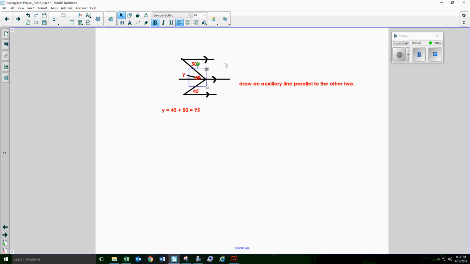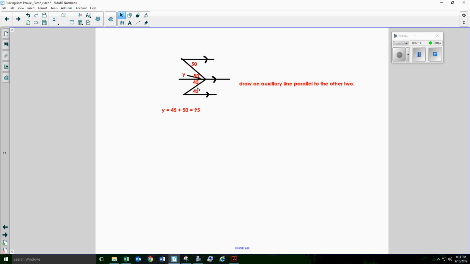Okay. And I have the same thing on the other side. Parallel lines cut by this transversal. So alternate interior angles are equal. So that puts a 45 right there. Okay. And so now I can get the whole angle of angle Y by adding these together, and I get 95 degrees is what that is.